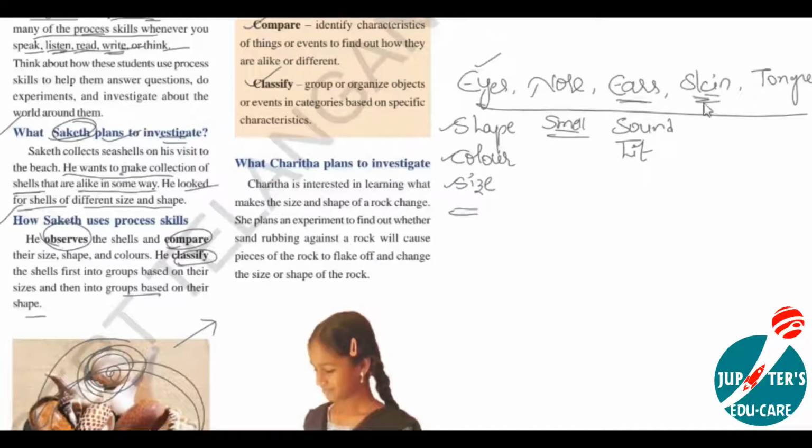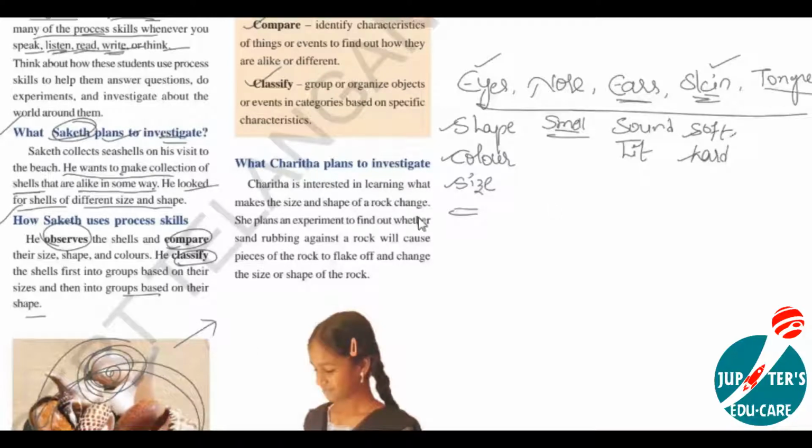Then with the skin, how does the skin help in observation? When you touch the surface of the shells, they are soft in nature. The surface is very soft. Okay? And the surface of some shells is hard. By using the skin, you can identify the surface of the shells, whether they are soft or hard. As some are soft, some are hard.